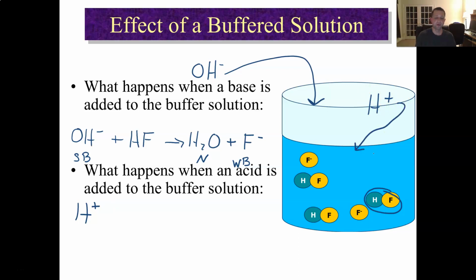What's going to happen? Well, the H plus from, like, say, nitric acid isn't going to really scoop out the hydrofluoric acid, the HF. That wouldn't make any sense. So what it is going to do, though, is scoop out the fluoride ion. So it's going to come over here. All right? So H plus F minus yields HF.